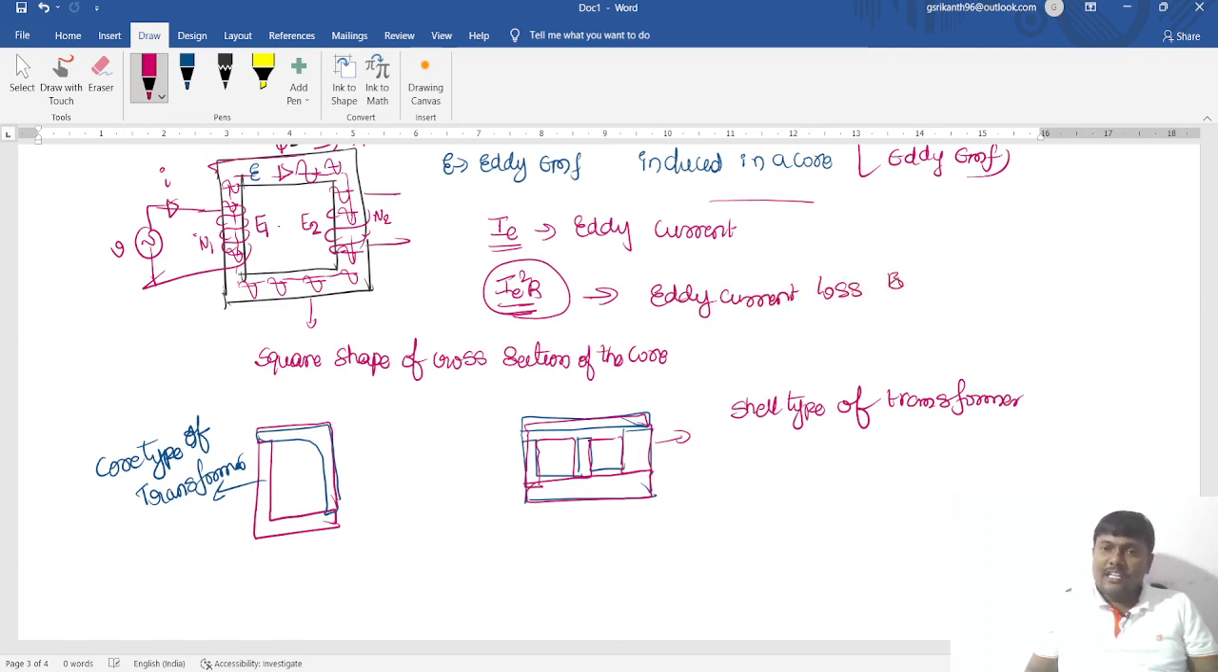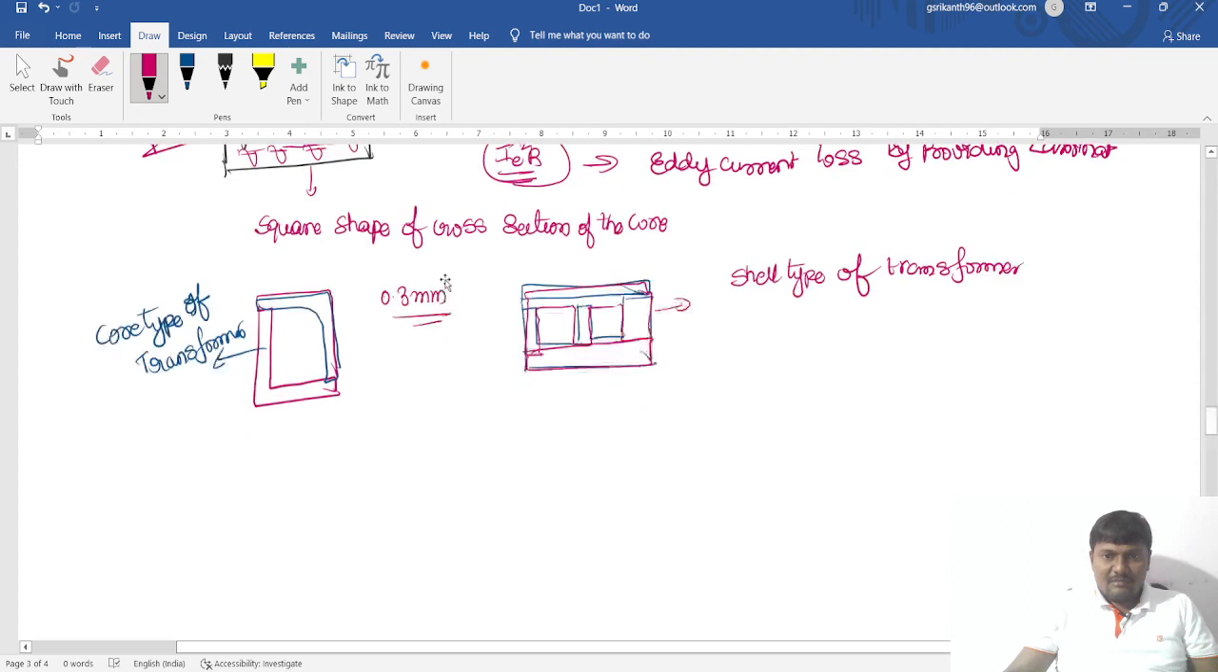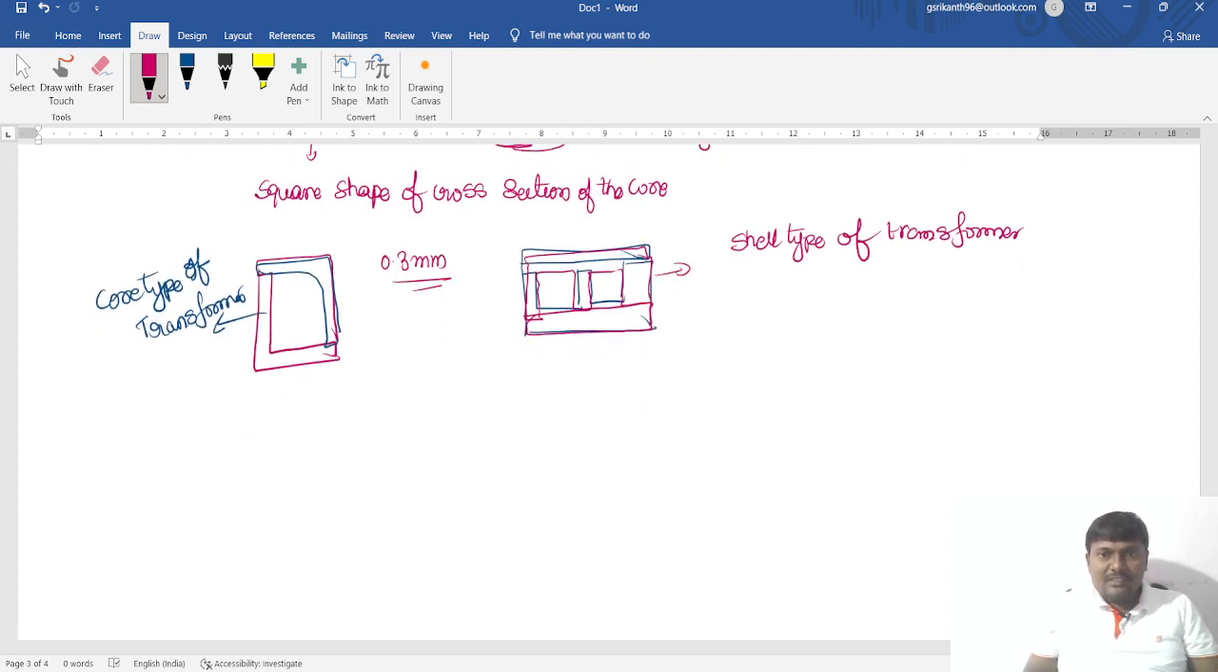By providing laminations. So that is our laminations. Yes, this is one small part. The thickness of the laminations is 0.3 mm. So why I am drawing like this means these are all the laminations. All the laminations are clubbed together.